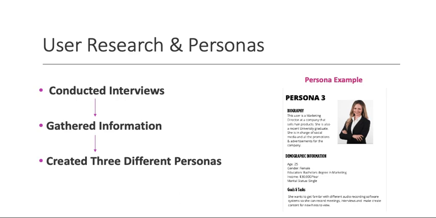Next, we are going to be looking at my user research and the different personas. So over in the corner, I have an example of one of the 3 personas that I made for this project. It just shows the potential user, biography, demographic information, and their goals and tasks that they want to achieve. So now I am going to go through the different steps that I took during this user research process.